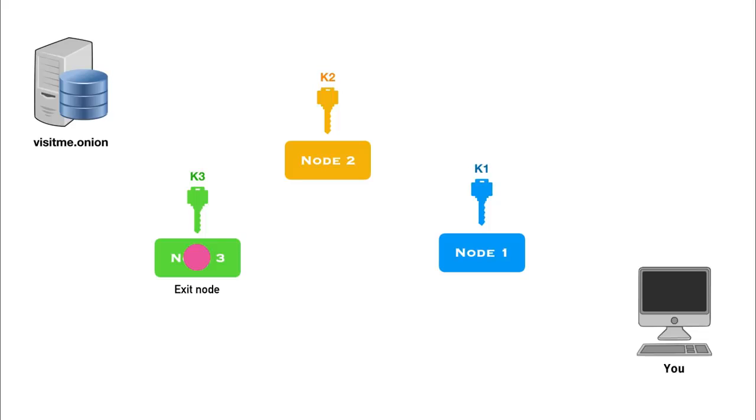Then node 2 decrypts one layer and sends the request to node 3. Now node 3 can use its key to decrypt the final layer of this request. And now node 3 has the request without any layer of encryption. So node 3 can read your request. It also knows where this request is actually being headed to.